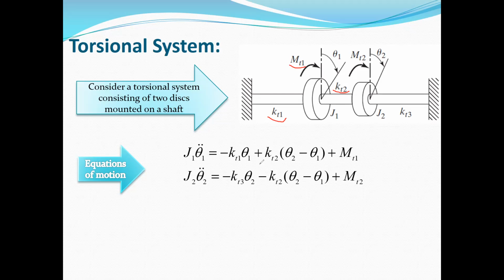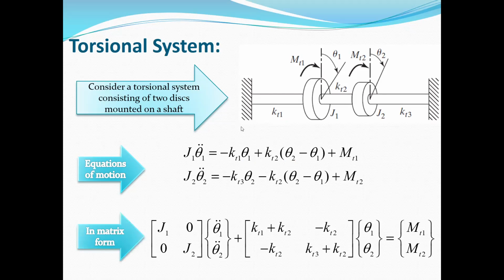So here you can see we have 2 degrees of freedom, theta 1 and theta 2, and again the equation of motion is a system of 2 coupled ordinary differential equations, and we can write it in the matrix form.